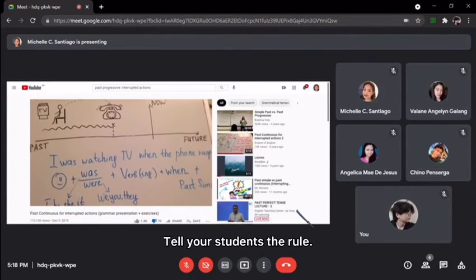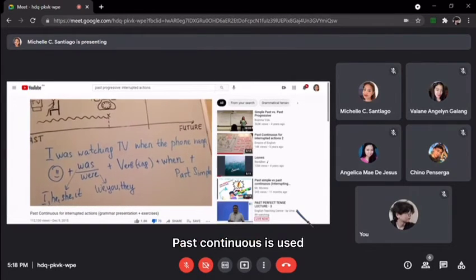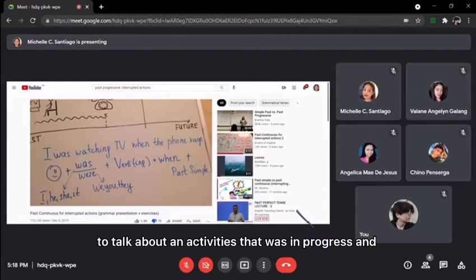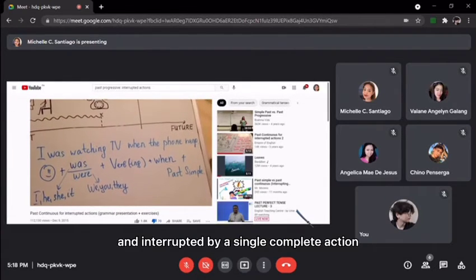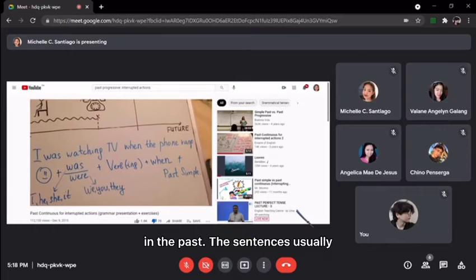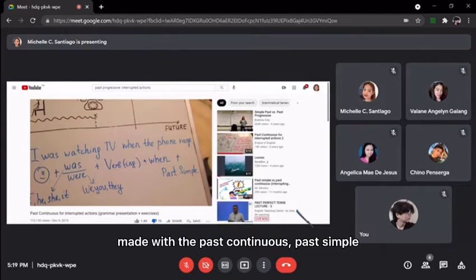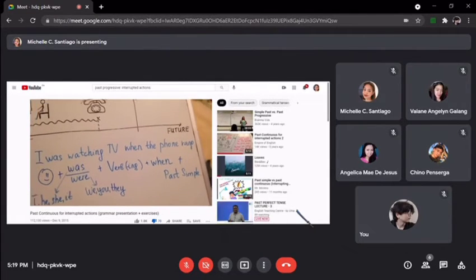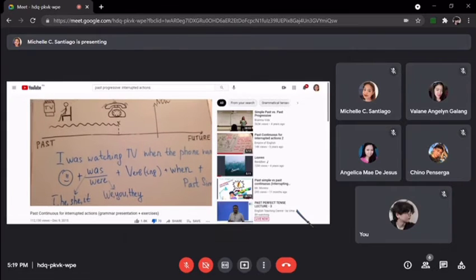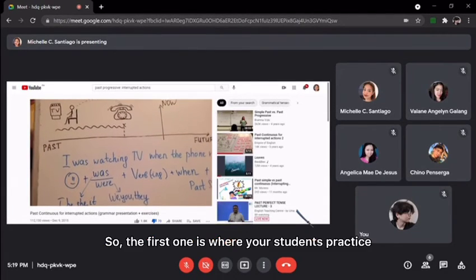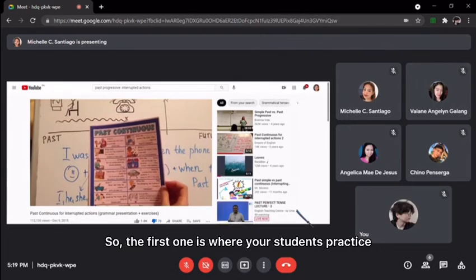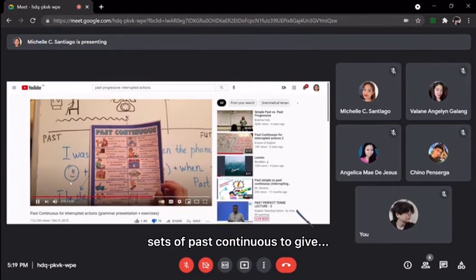Tell your students the rule. Past continuous is used to talk about an activity that was in progress and interrupted by a single complete action in the past. The sentence is usually made with the past continuous, past simple, and when. Also, I'd like to share with you a couple of exercises. So the first one is where your students practice past continuous together.